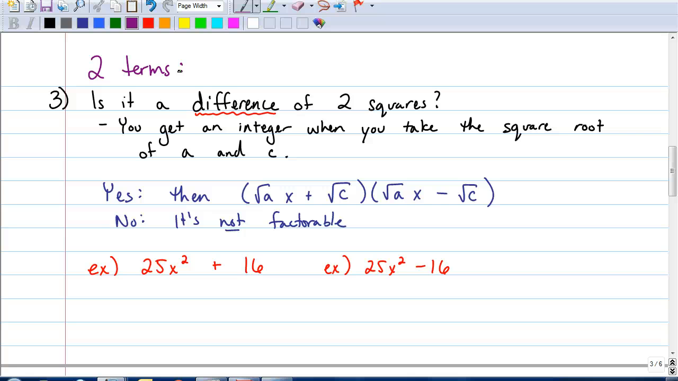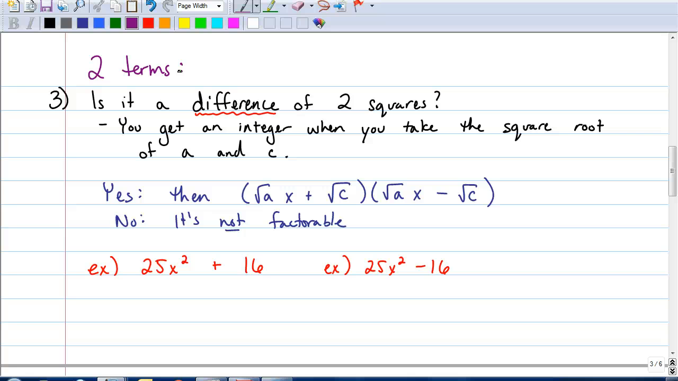Again, it's not going to look as complicated as that. But if your answer is no, if it's not a difference of 2 squares, it's easy. Your answer is not factorable. And in that case, the only thing you could salvage is maybe if there's a greatest common factor between the 2 terms. If there is, then you'd factor that out, but otherwise there's nothing you can do with it.